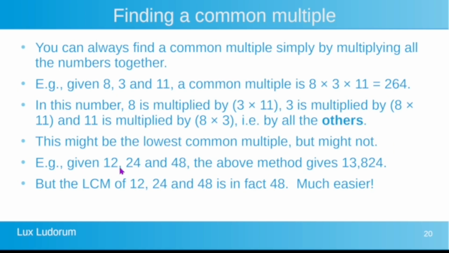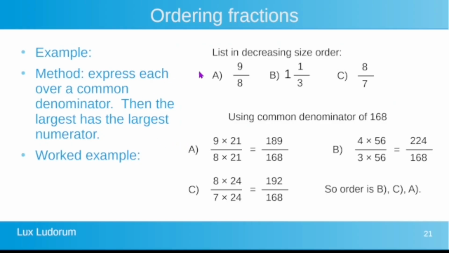Example, given 12, 24, and 48, the above method gives 13,824, but the lowest common multiple of 12, 24, and 48 is in fact 48. And that is much easier to work with. Ordering fractions, putting them in order. For example, list in decreasing size order 3 fractions A, B, and C, and they have these values.